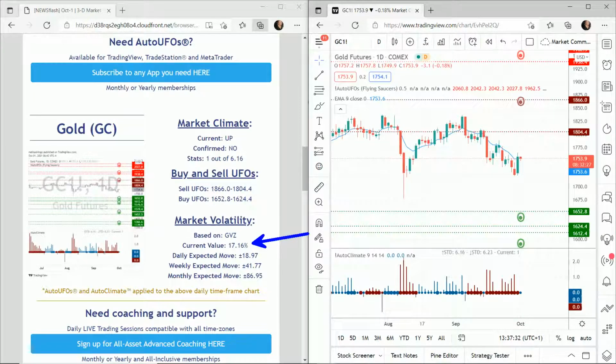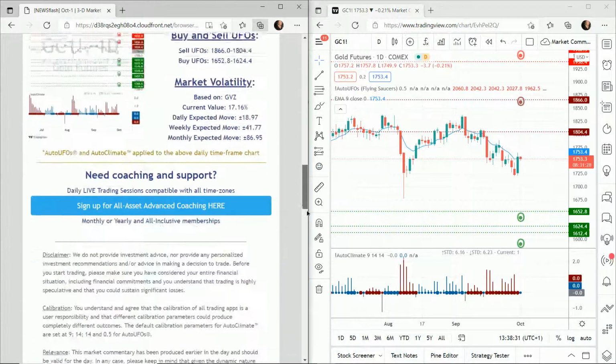In terms of volatility, we'd expect movement up or down in a year of 17.16%. So in a day, that's 18.97 points. In a week, 41.77 points. And in a month, 86.95 points, which is that one there.